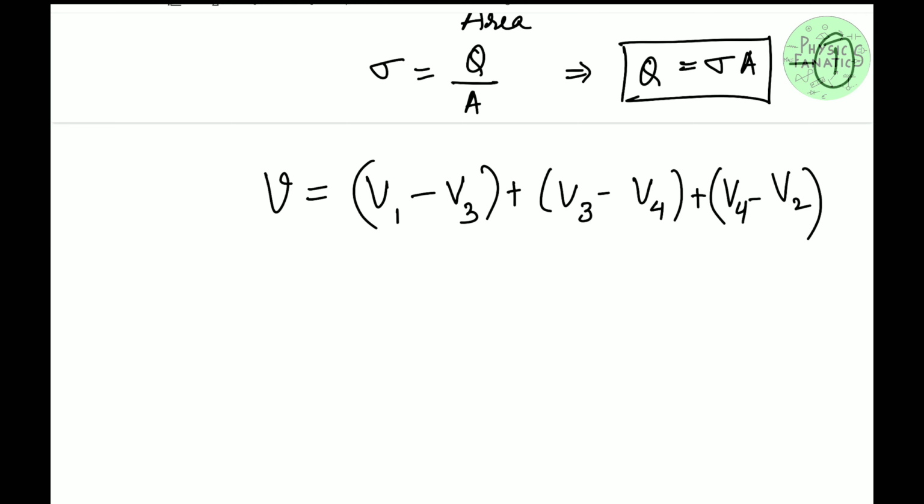I hope you guys can understand. Is that a yes or no? Okay, now I know from my previous video, V1 minus V2 can be written as E times D, right, where E is the electric field inside and D is the separation between it. Is that a yes or no?